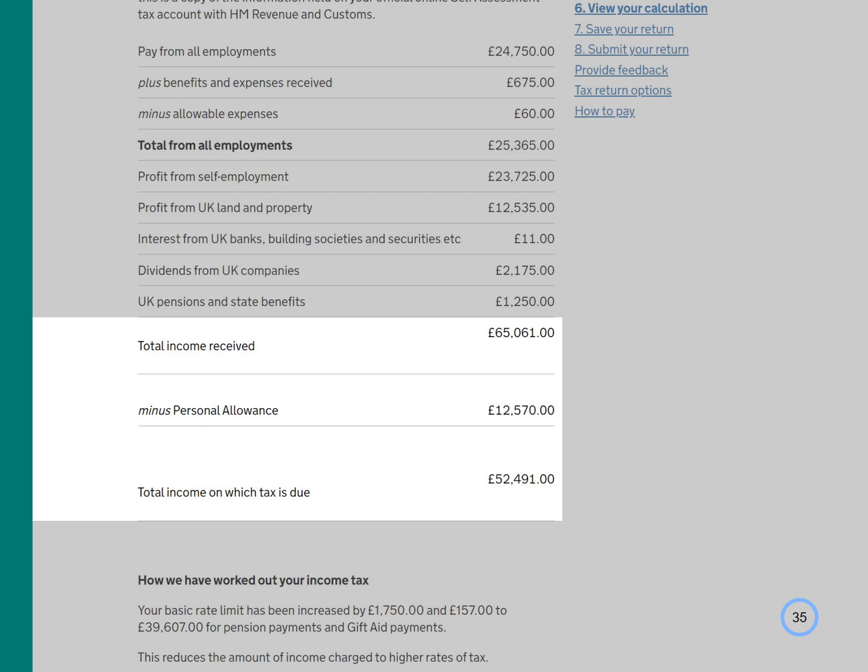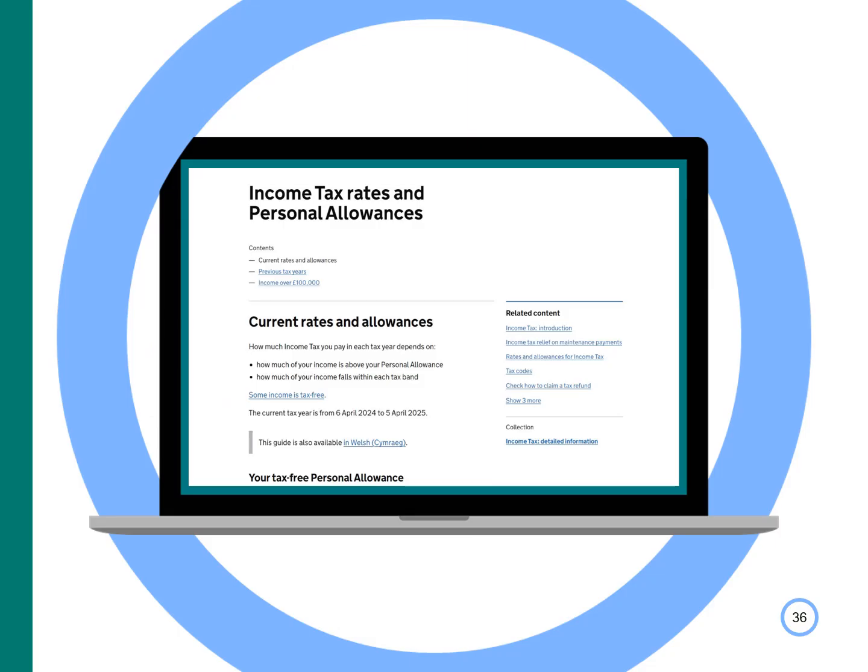£12,570 is the standard personal allowance for 2023 to 2024. Your allowances may be higher if you claim marriage allowance or blind person's allowance. If your income is over £100,000, it will be lower. You can find out more about the personal allowance and income tax rates on gov.uk.